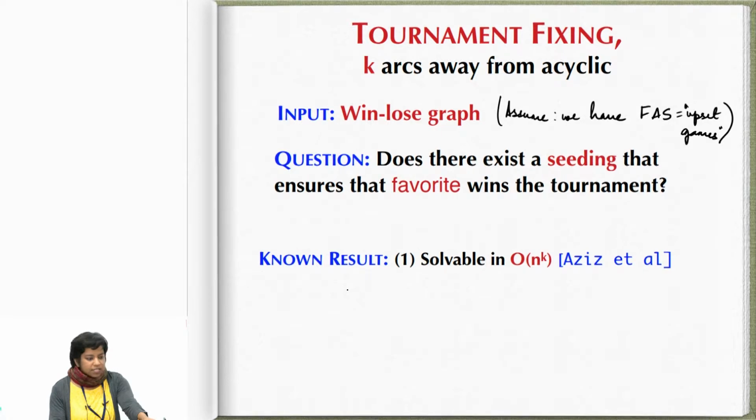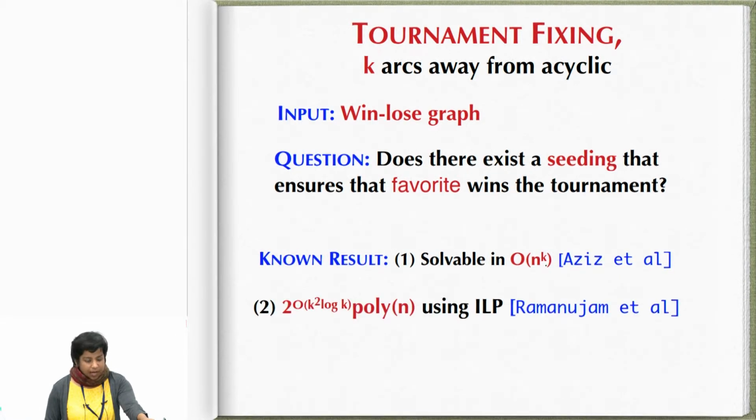So the known result, the first result that was suggested, was n to the power k. This was the first algorithm that was suggested. This is an example of how you have one algorithm but you're not happy with it, so you keep making improvements and showing a better and better time complexity. That's usually how algorithm research goes. The second proposal was an algorithm which is exponential in k, 2 to the power k squared log k, but polynomial in n.